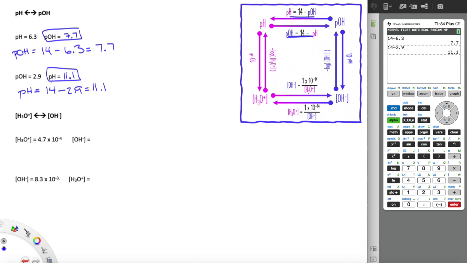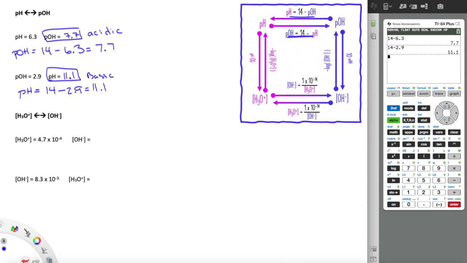So my pH is 11.1. And this would be an acidic substance, and this would be a basic substance. All right, now let's go ahead and do some conversions between the hydronium ion concentration and the hydroxide ion concentration.